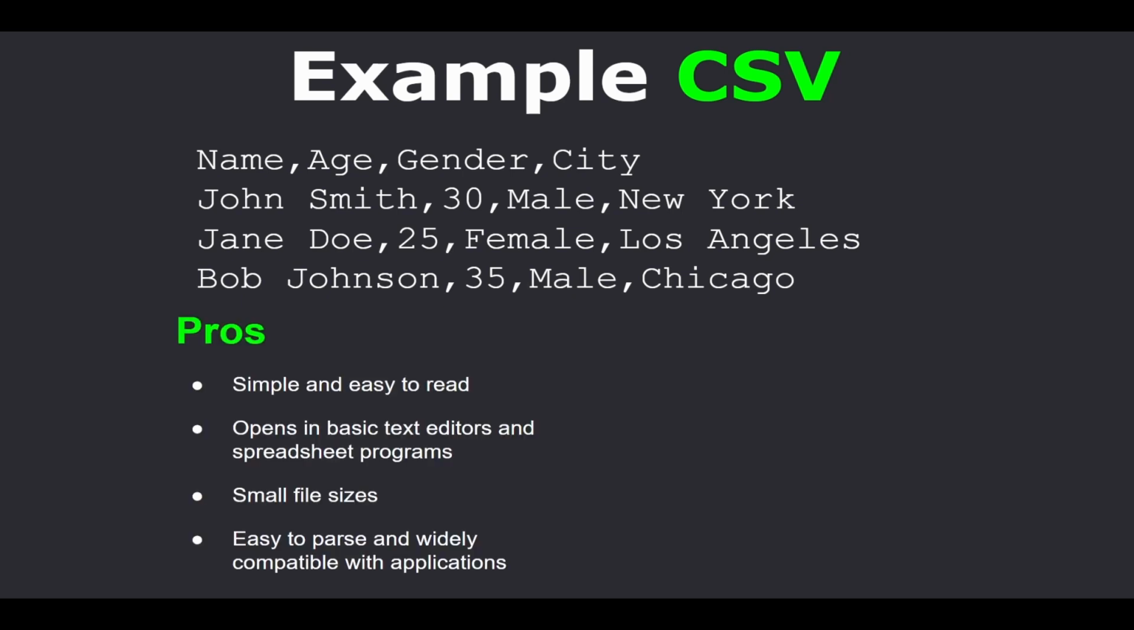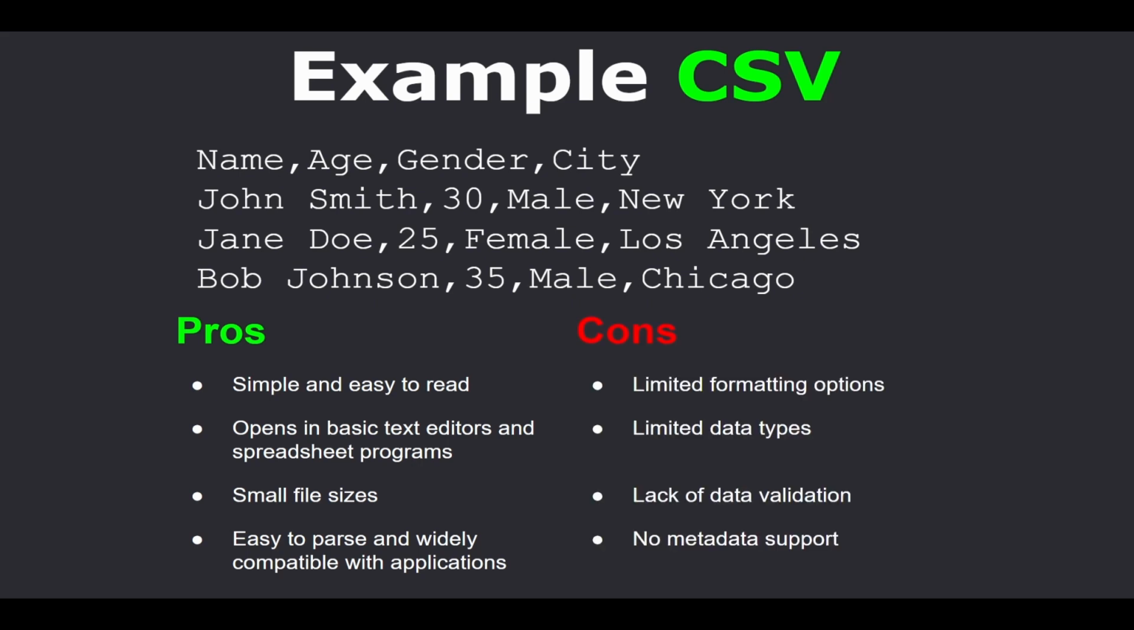Some of the pros and cons of a CSV. The pros: they're simple and easy to read, open in most text editors and spreadsheet programs like Microsoft Excel, have small file sizes, and are easy to parse and widely compatible with applications. Some of the cons: it limits formatting options, limited data types, lack of data validation, and no metadata support.